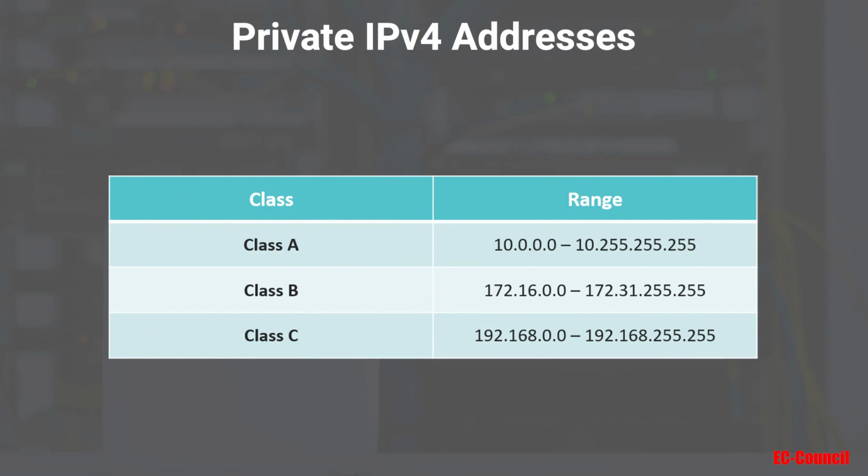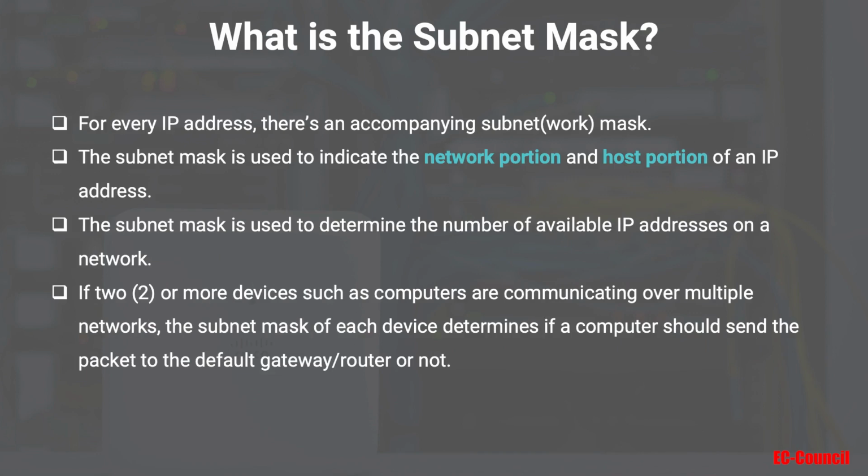Similarly to the public space, we have the private space, which is made up of 3 address classes: Class A, Class B, and Class C. Notice that Class A is made up of the entire 10 network. Class B ranges from 172.16.0.0 to 172.31.255.255. And Class C is everything within the 192.168 network, which is what we are very familiar with. For each class of address, we have an accompanying subnet mask.